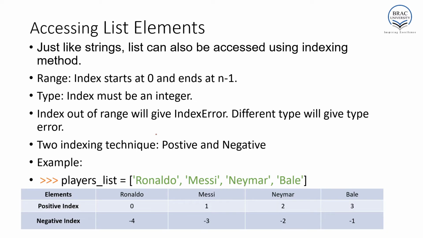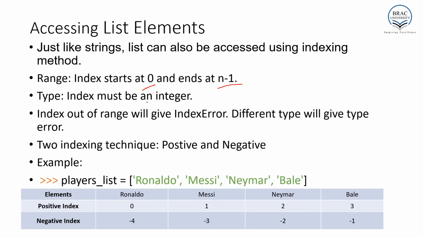Now let's see how we can access the elements in a list. If you remember, we did string indexing in the last video. Accessing list elements is similar to string indexing. Just like strings, a list can also be accessed using the indexing method. The range is the same as we learned in string indexing. It starts from 0 and ends at n-1, where n is the length of the list.